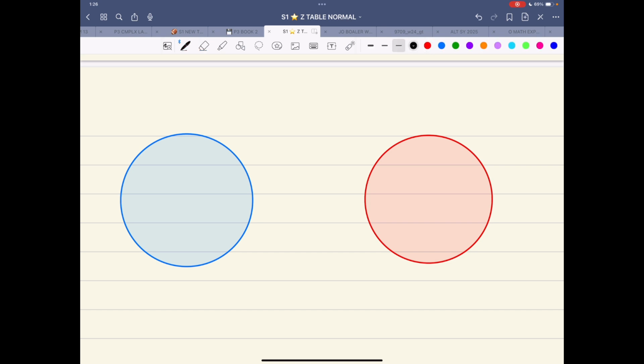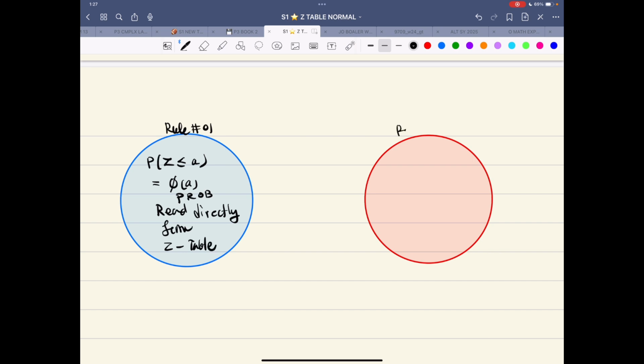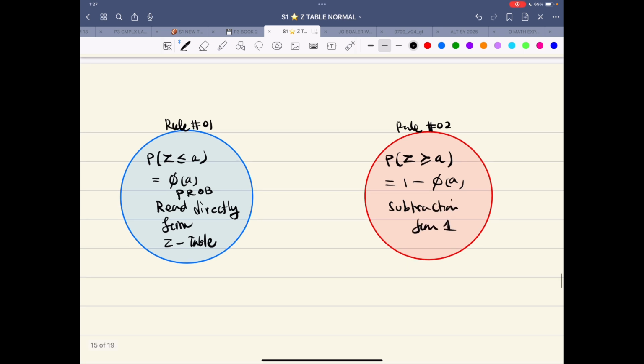So first of all, let me write over here, that is rule number 1. Probability z is lesser than or equal to a, which is written as phi of a, that is read directly. Read the probability directly from the z table. Rule number 2, what is rule number 2? That is probability z greater than or equal to a, which is 1 minus phi of a, which is based upon subtraction from 1.